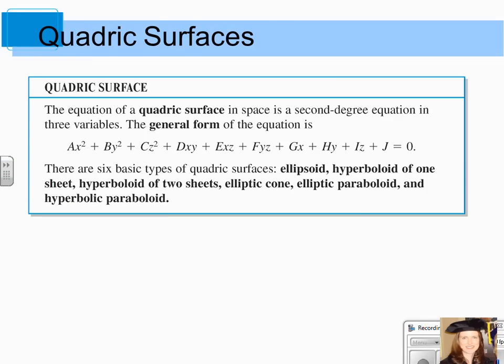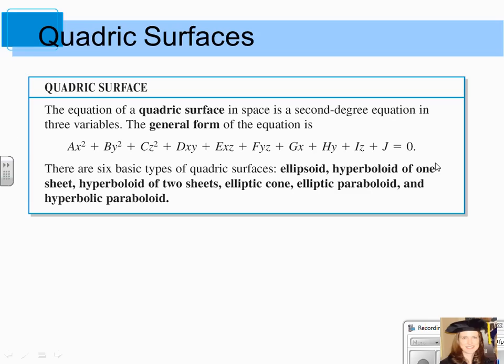Now, quadric surfaces are in the following form. The equation of a quadric surface in space is a second degree equation. That means the highest exponent is 2 in 3 variables. The general form is ax squared plus by squared plus cz squared plus dxy plus exz plus fyz plus gx plus hy plus iz plus j. That's a whole lot to say. That equals 0. That's their general form.